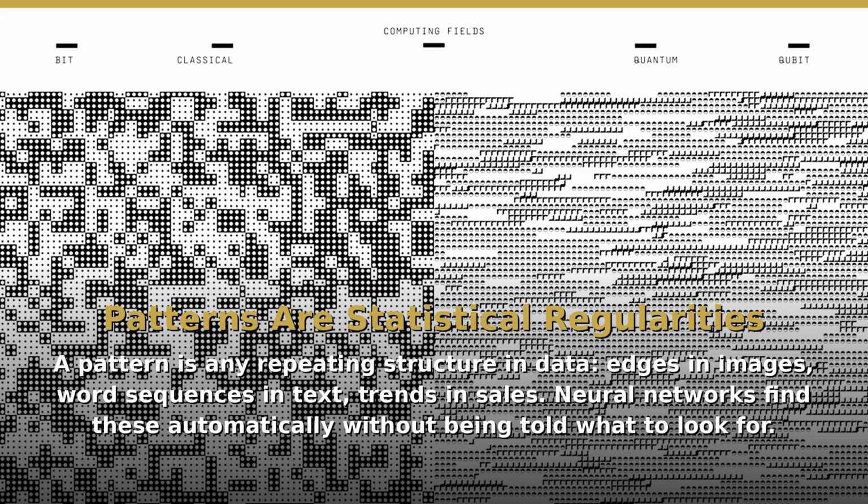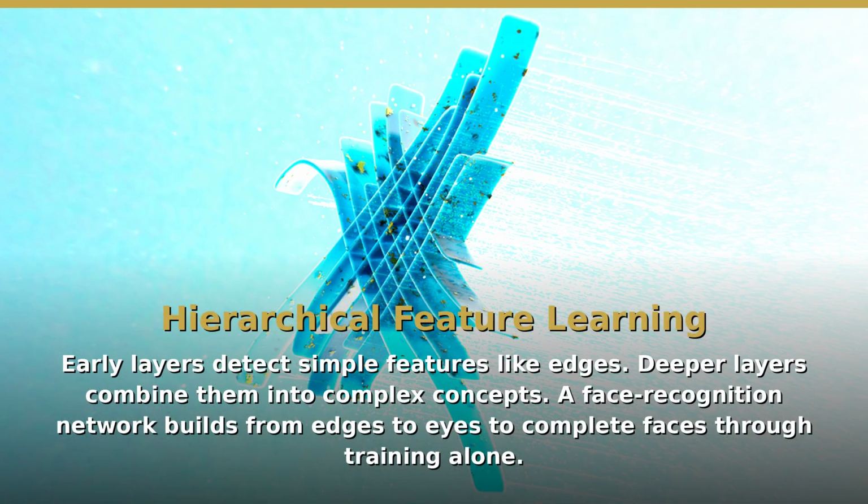First, understand what we mean by patterns. A pattern is any statistical regularity in data. In images, it's edges, textures, shapes, and object compositions. In text, it's word sequences, grammatical structures, and semantic relationships. In sales data, it's seasonal trends and customer behaviors. Neural networks excel at finding these regularities automatically, without being told what to look for.